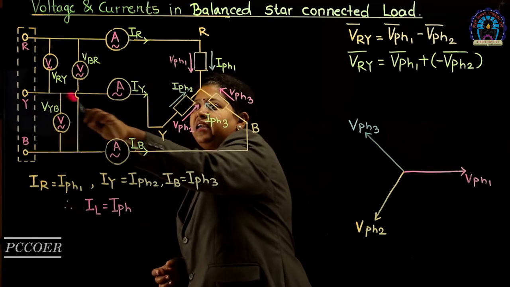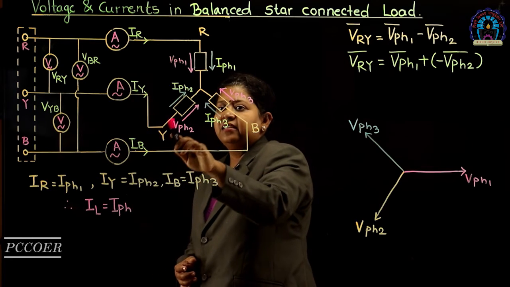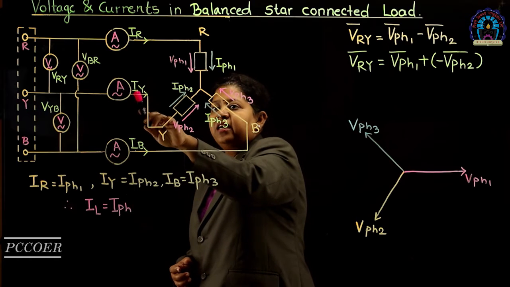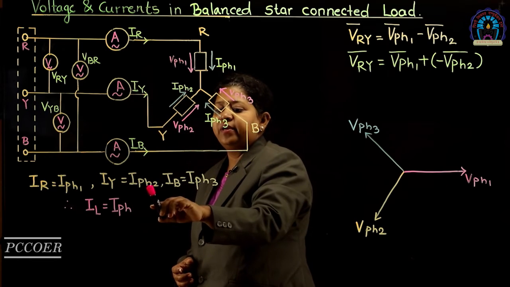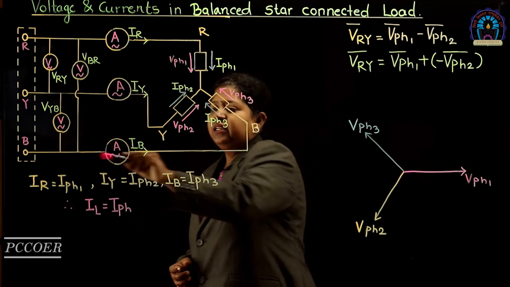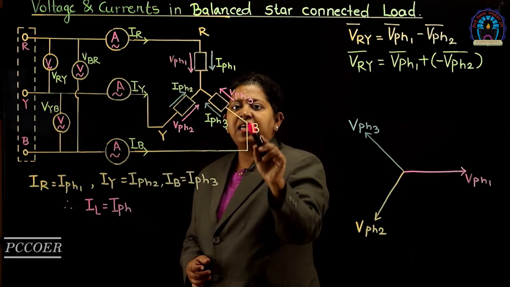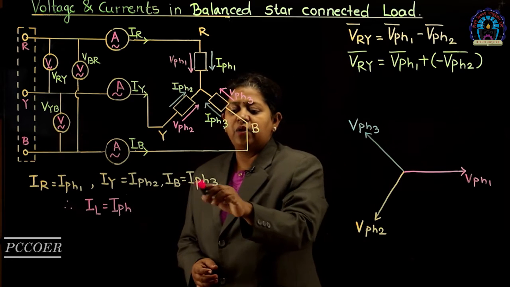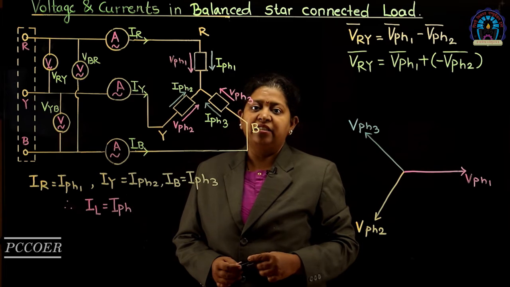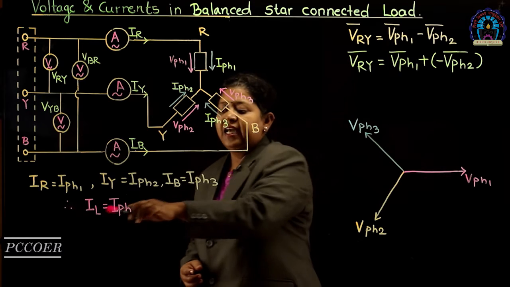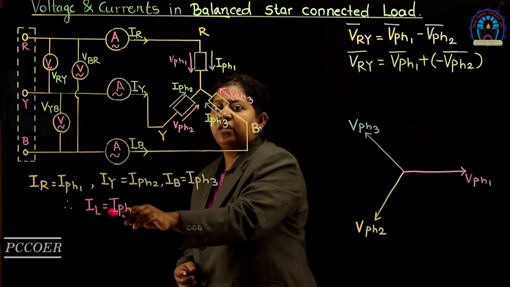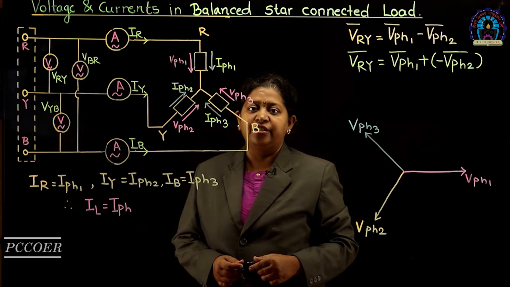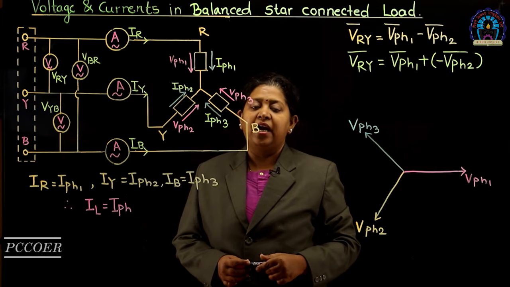Similarly, line current IY is entering the second phase of the load. So, line current IY is equal to IPH2. Similarly, the third line current IB is equal to IPH3. In general, we can say that the line current IL is equal to the phase current IPH. IL is equal to IPH.